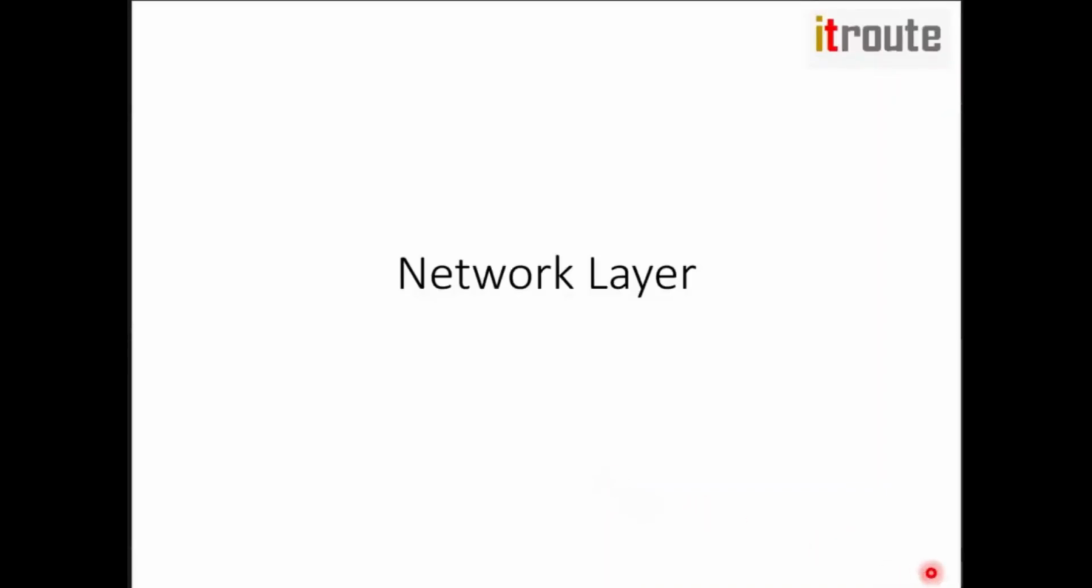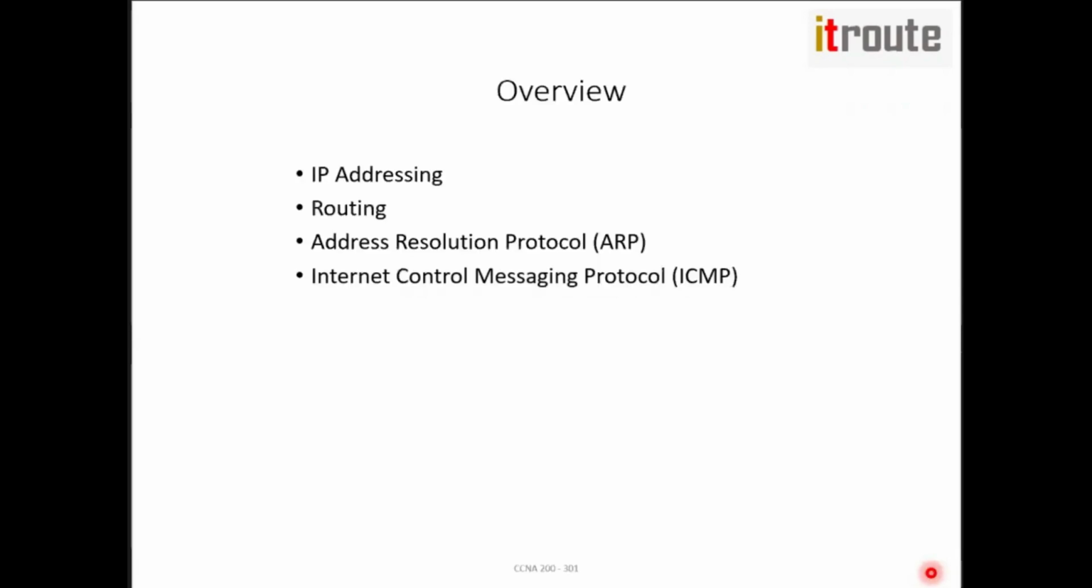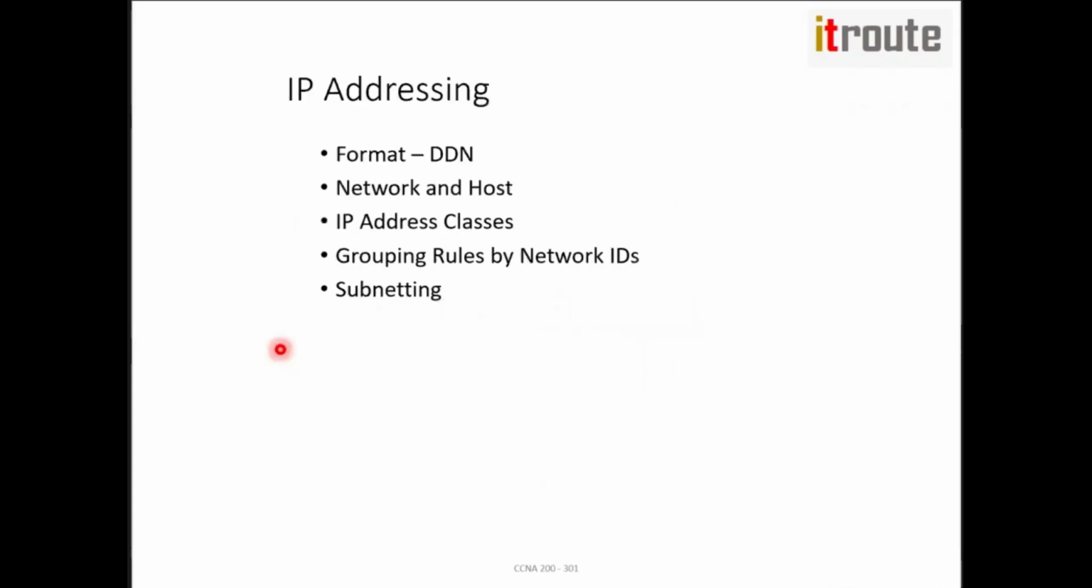This section is going to look at the network layer, which is layer 3 from our OSI model. We will look at IP addressing, routing, Address Resolution Protocol, and Internet Control Message Protocol, ICMP. These are the topics, mostly related to layer 3. So we're going to discuss these topics.